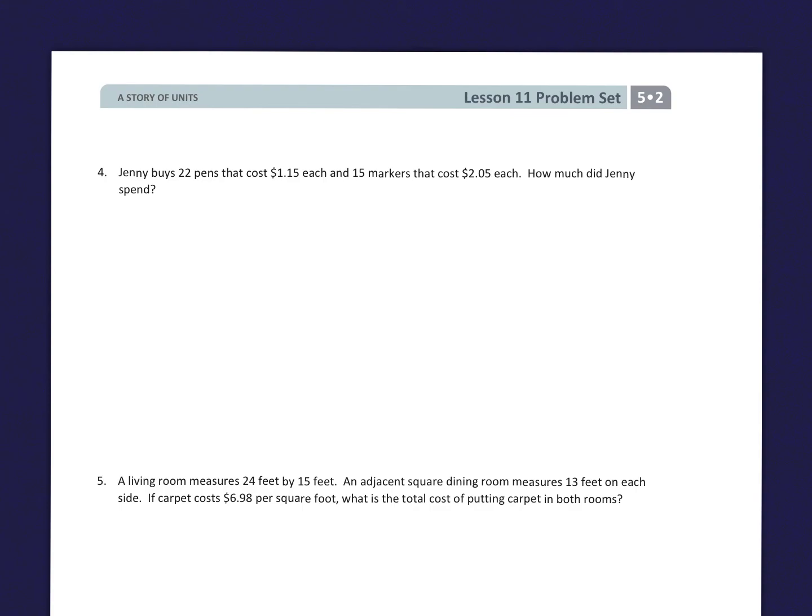So right here, where's my pointer? Jenny buys 22 pens that cost $1.15 each and 15 markers that cost $2.05 each. How much did Jenny spend? So remember what we talked about in class: when you set these up for multiplication, just let that decimal fall straight down. That's the only clue I'm going to give. You just set it up like the standard algorithm, but let the decimal fall straight down. I'm going to have you pause this video and do this by yourself, and I'll have the answers pop up in 3, 2, 1.